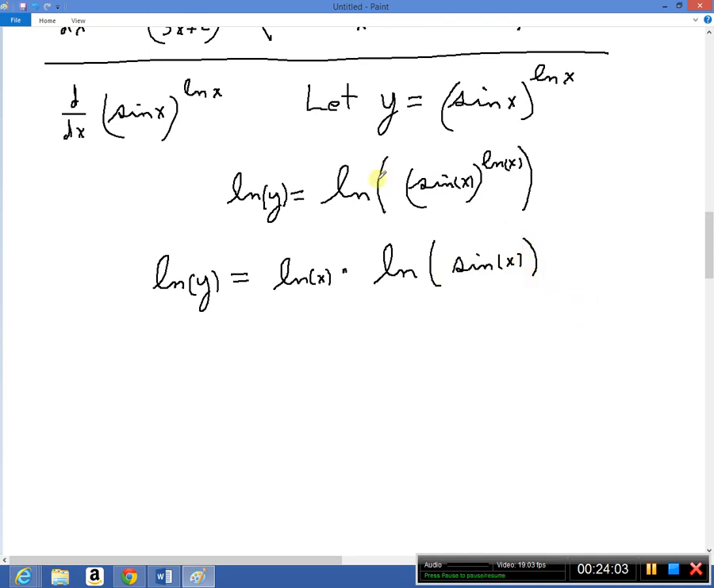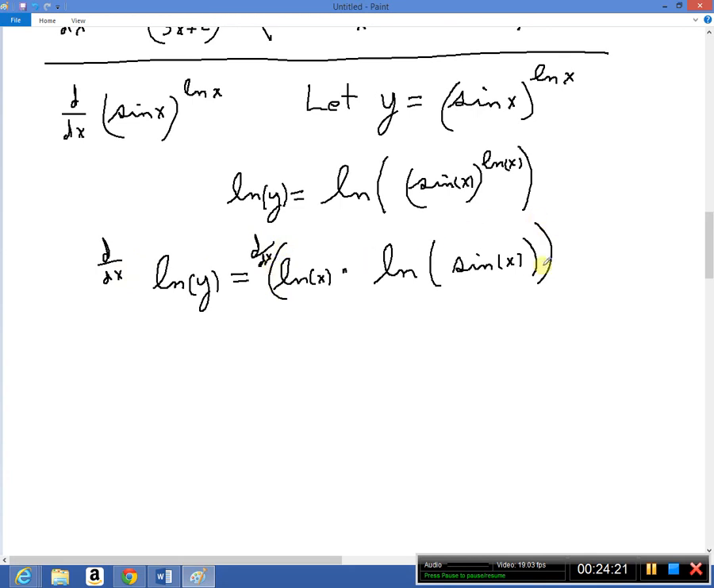Okay, that's because logs play well with exponents. They knock exponents down. Okay, next, we're done as much algebra as we can do. We now take the derivative of both sides with respect to x.